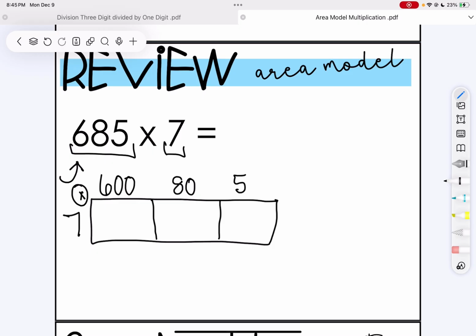Now that it's set up, they are ready to start multiplying. So let's start in this first box right here. Again, we look up and over. So when I look up, I see 600. When I look over, I see 7. I see those zeros. I'm going to ignore them for now. And we're just going to multiply 6 times 7, which is 42. And then uncover the zeros, and there are 2. So this partial product is 4,200.